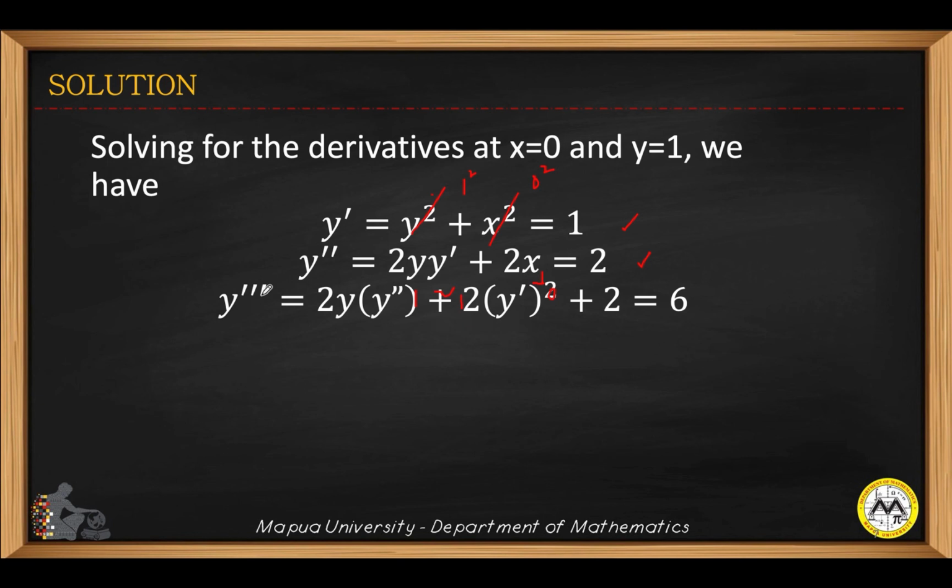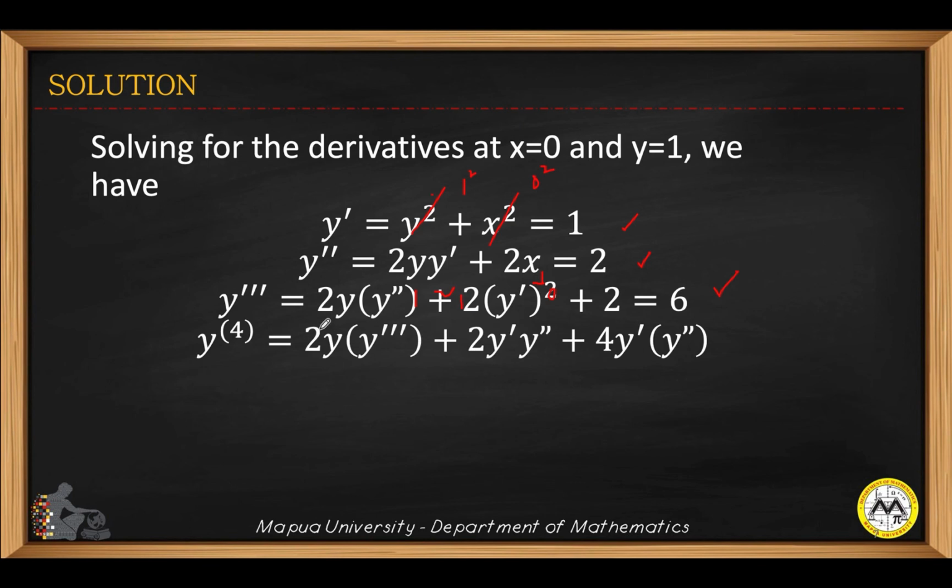Okay, now for y triple prime, the derivative of this by product rule will be 2y, derivative of y prime is y double prime, and then copy y prime, derivative of 2y will be 2y, y prime. Simplifying, we get 2 times y prime raised to the power 2, and then the derivative of 2x is 2. Now substituting the values of y prime, which is 1, y double prime is 2, y is 1, we get the value of 6.